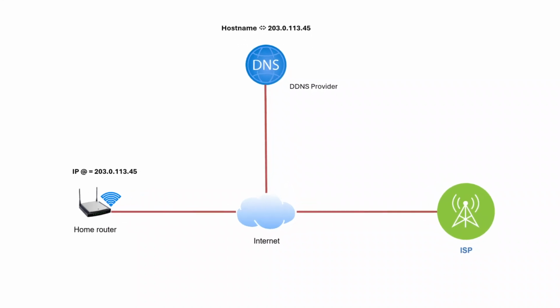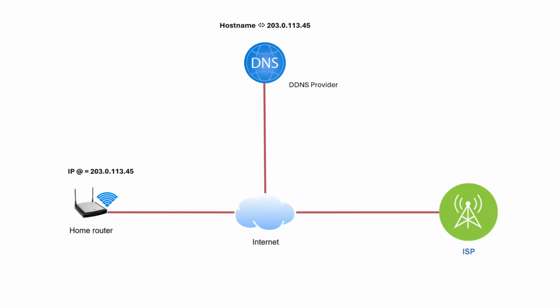So here is how DDNS works. You start by signing up with a DDNS provider like NoIP and create a hostname. This hostname acts as a permanent address for your home network. Whenever your internet provider assigns a new public IP to your router, the router automatically updates your DDNS provider, ensuring your hostname always points to the correct IP address.